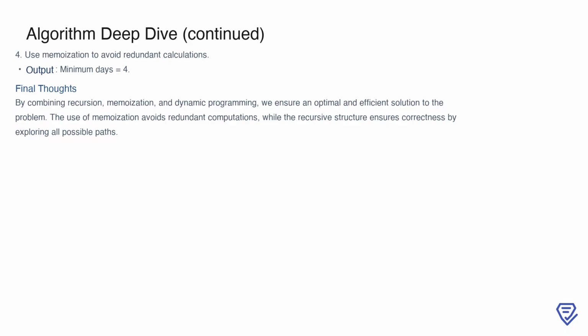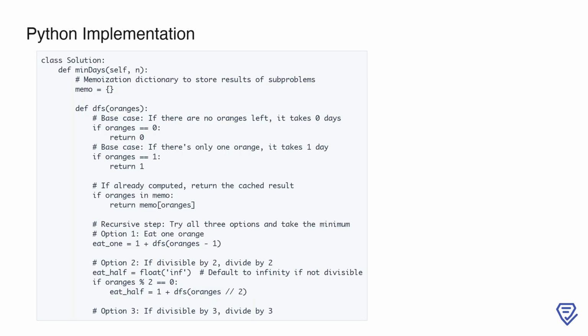Here, we start by defining a class called Solution and within it, a function minDays that takes the number of oranges, n, as input. To optimize the solution, we introduce a memoization dictionary called memo to store results of subproblems, which helps avoid redundant computations. Inside the DFS function, we first handle the base cases.